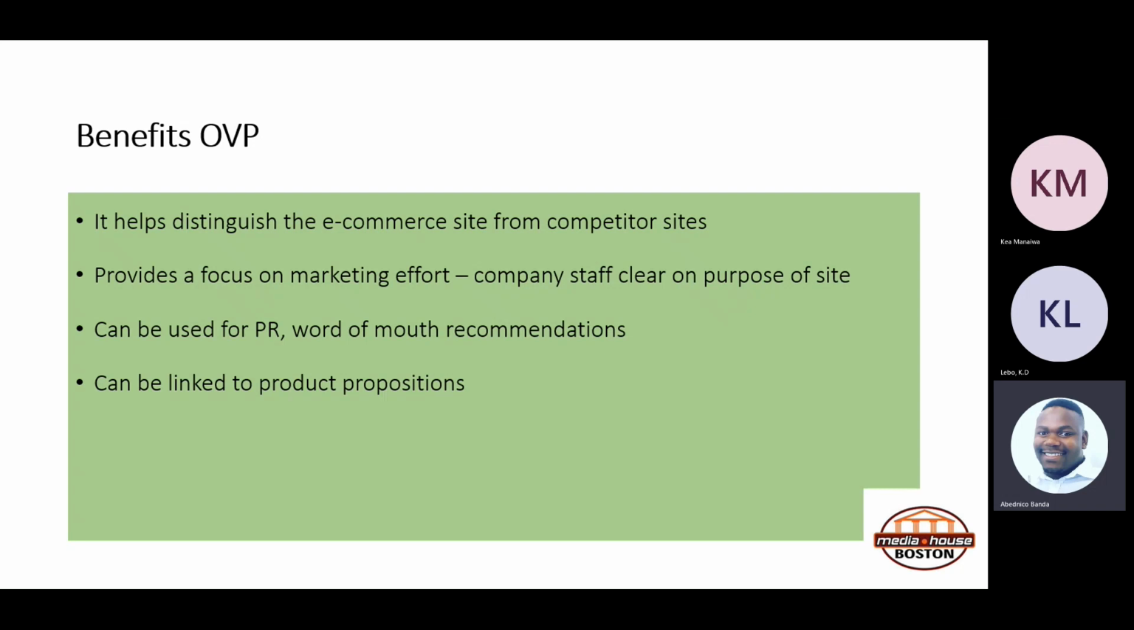It can also be used for public relations and word of mouth recommendation. Remember, we spoke about the relevance and the importance of earned media when we're looking at three types of digital media, namely paid, owned, and earned. So this is where you get the full benefits of earned media, which can be spread through word of mouth. And another benefit of online value proposition is that it can be linked to product propositions.